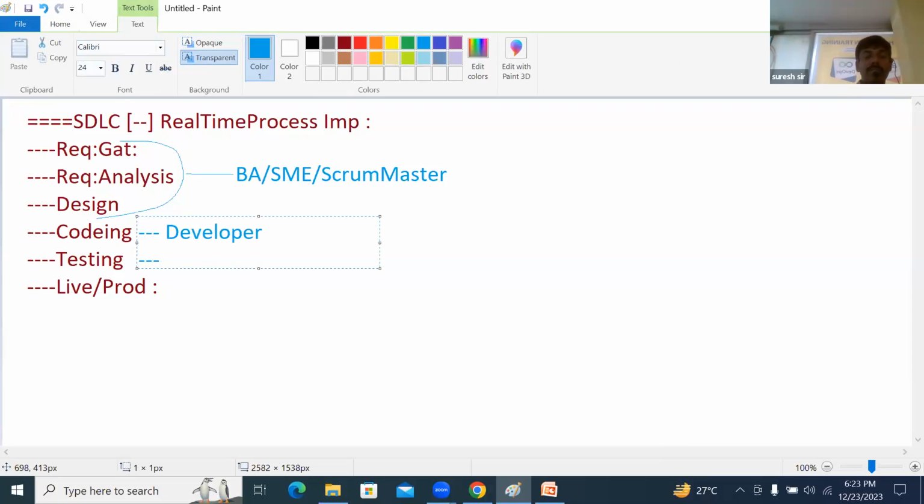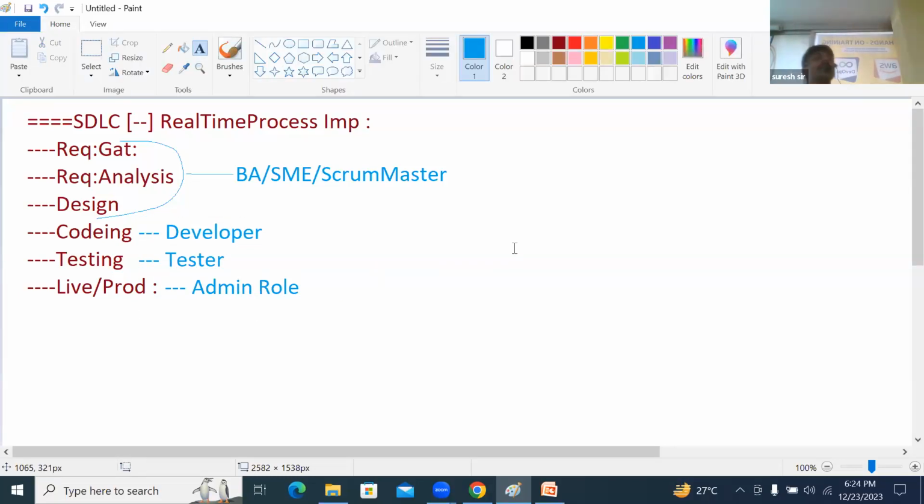And then testing, activity tester. After that, live environment or production. Mention that admin role.